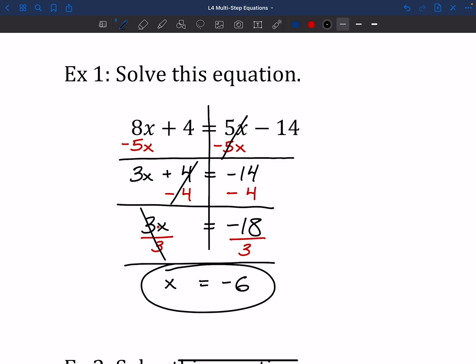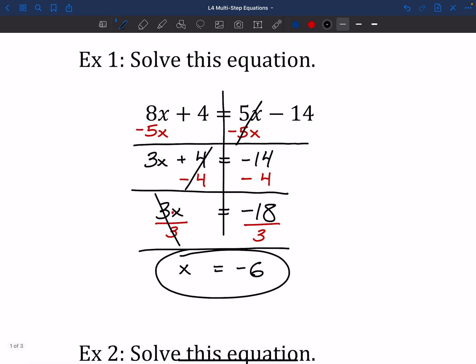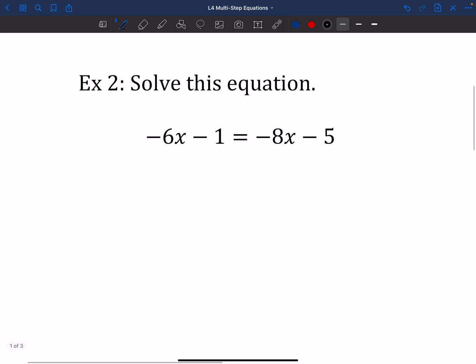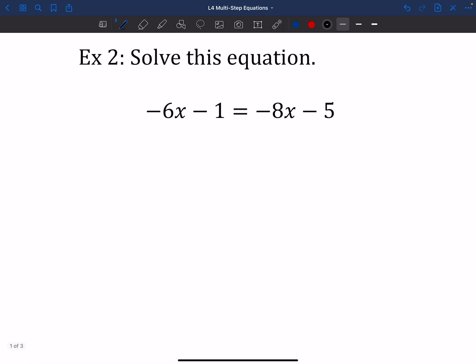So, hopefully this doesn't seem so bad. We just moved our variables over. We moved our constants away to the other side, and then we divided to get rid of the coefficient, and that was it. All right, what I'd like you to do is take a crack at number 2. So pause here, try that one out. Hopefully you did that.